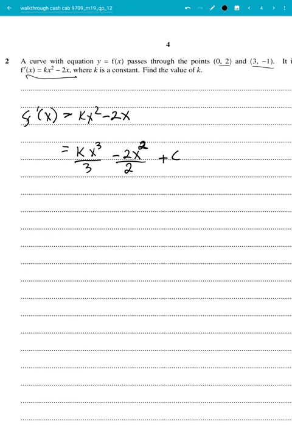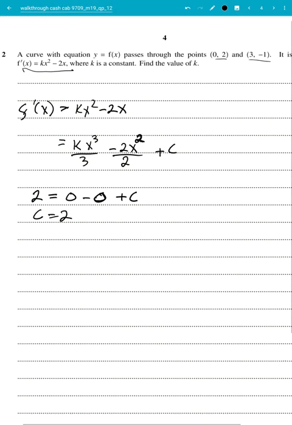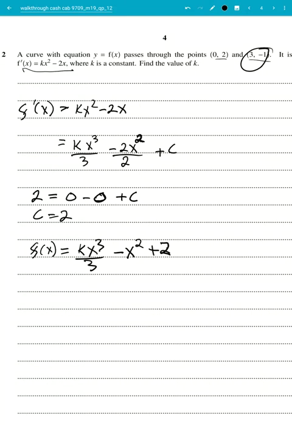So with this being the case, now we have 2 points. So we know 2 is equal to 0 minus 0 plus c. So that makes c equal to 2. Now that we've got that, we can rewrite it. We can say f of x is k x cubed over 3 minus x squared plus 2. And then we can plug in our other point, which is 3, negative 1. So negative 1 is equal to k times 3 cubed over 3 minus 3 squared plus 2. So 3 cubed over 3 is 3 squared. So this is 9k minus 9 plus 2.